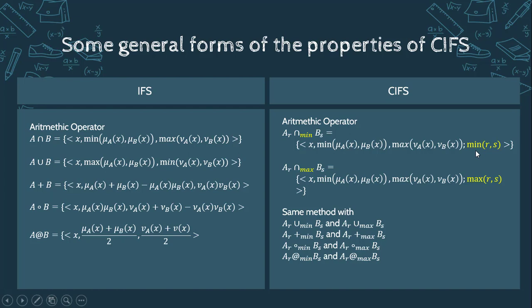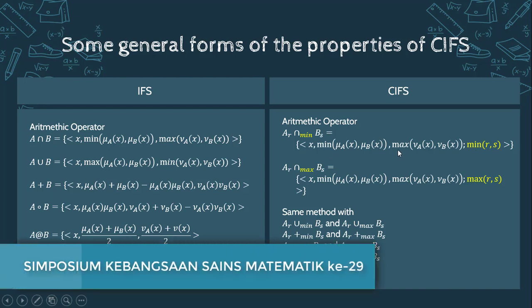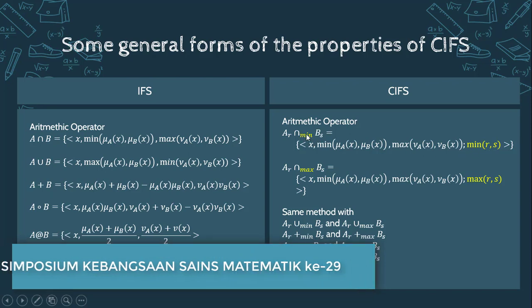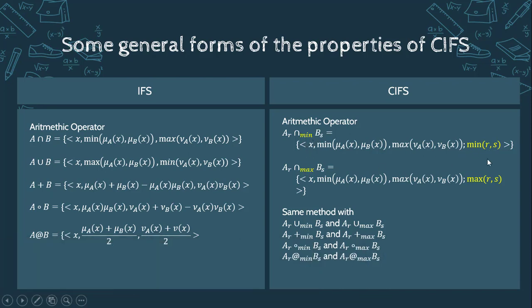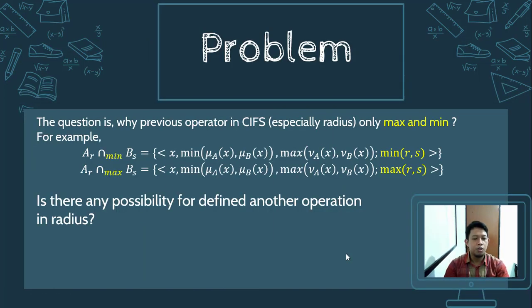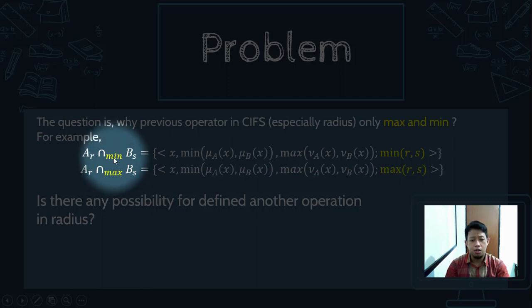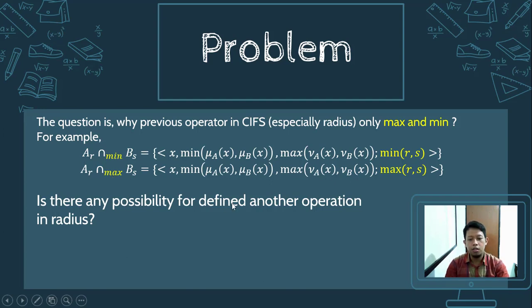Because in CIFS we have a membership function, a non-membership function, and then the radius. So the min or the max in this operator affects the radius. This condition is the same for A_R union, plus, product, and add. Okay, what's the problem? The question is why the previous operators in CIFS, especially for the radius, are only max and min. As I said before, for intersection there is nothing except min and max. So, is there any possibility to define another operation on the radius? Okay, this is the problem.